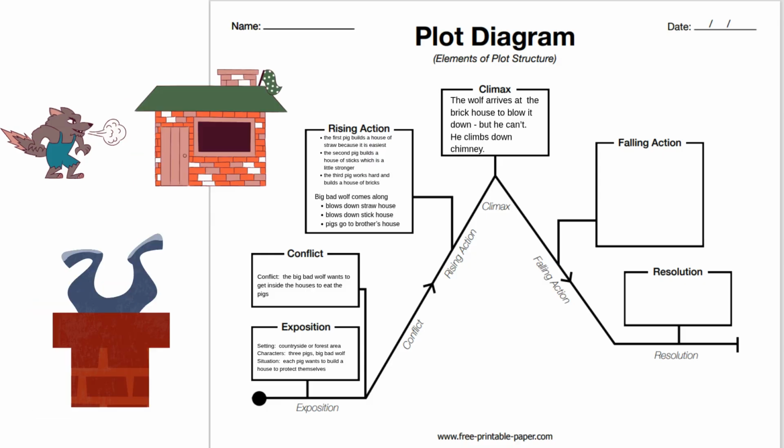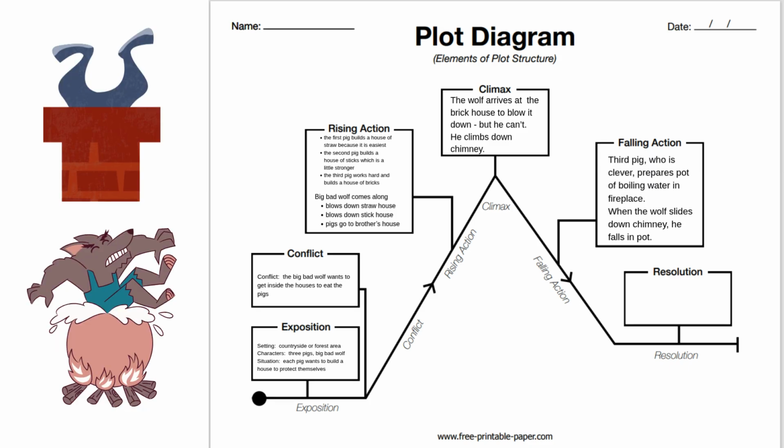The climax, or turning point of the story. The wolf arrives at the brick house and tries to blow it down, but he can't. Angry and determined, he decides to climb down the chimney to get the pigs. Purpose, this is the most intense moment. The pigs' safety is in immediate danger.